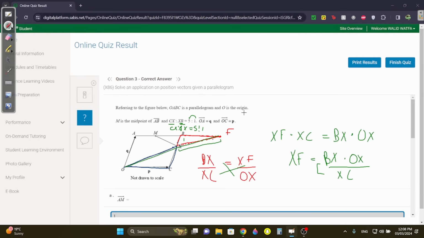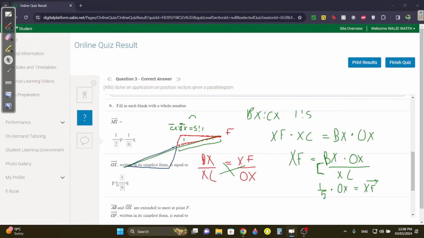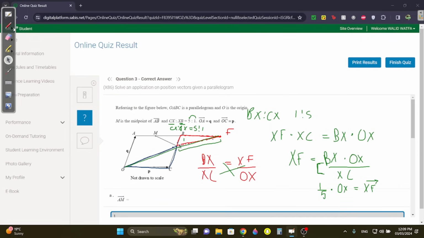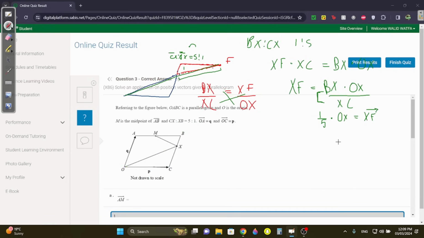What if I want to flip it? I want to put BX to CX, it's going to be 1 to 5. Instead of writing BX over XC, I can put 1 over 5 times OX equals XF. And we know what OX is from here. We found OX, P plus 5 over 6Q. Let's take this up. XF will be equal to 1 over 5 times p plus 5 over 6q.